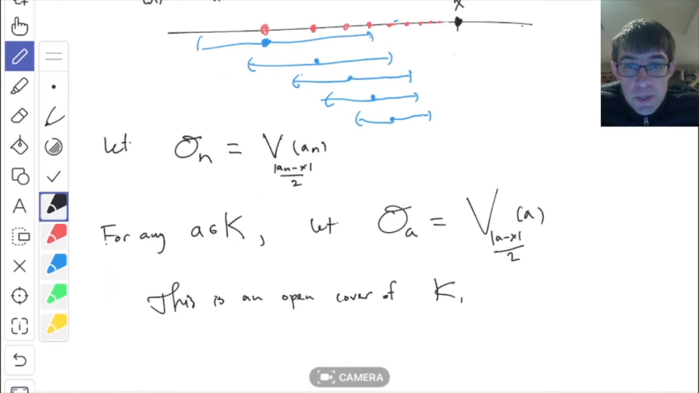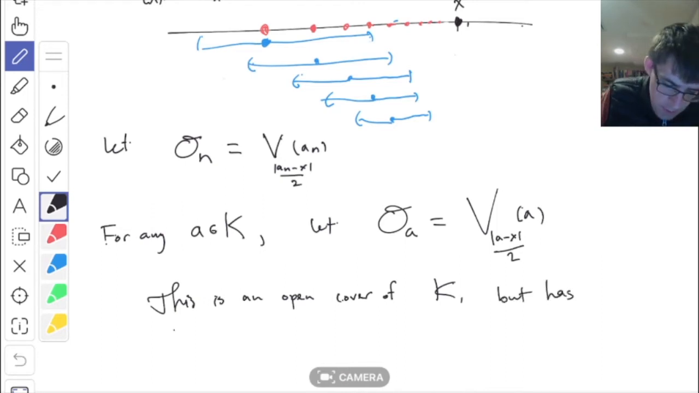But if you look at the picture, I think you will agree with me. You cannot do this with a finite subcover because X is not part of K, so X does not have its own blue neighborhood around it. If you want to cover all the sequence points, you need to use infinitely many of these blue sets because if you stop at any one of them, you're going to miss some of the red points, right? That's why it's important that the radius doesn't go all the way to X, it goes only halfway. If you only take some of the blue sets, you will not be able to capture all of the red points. So this is an open cover of K, but it has no finite subcover.